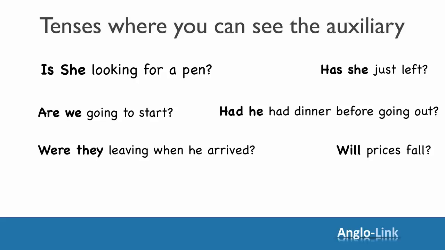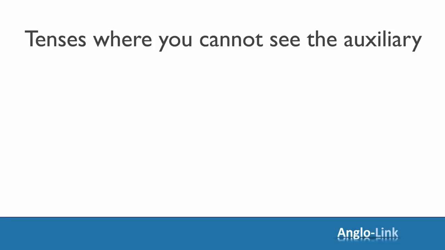Now let's look at tenses where you cannot see the auxiliary. As you know, these are the present simple and the past simple. For the present simple, the auxiliaries you need to bring in are do and does. And for the past simple, did. Remember that do is for I, you, we and they, and does for he, she and it.